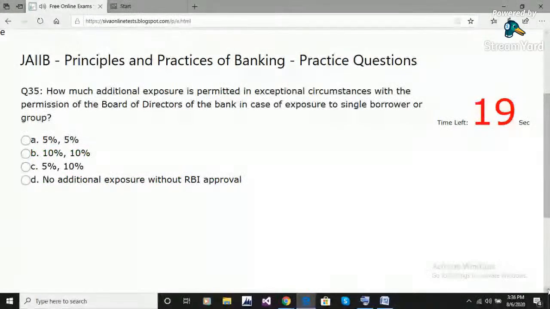Question 35. How much additional exposure is permitted in exceptional circumstances with the permission of the Board of Directors of the bank in case of exposure to single borrower or group? Option A. 5%, 5%. Option B. 10%, 10%. Option C. 5%, 10%. Option D. No additional exposure without RBI approval. Answer A. 5%, 5%.